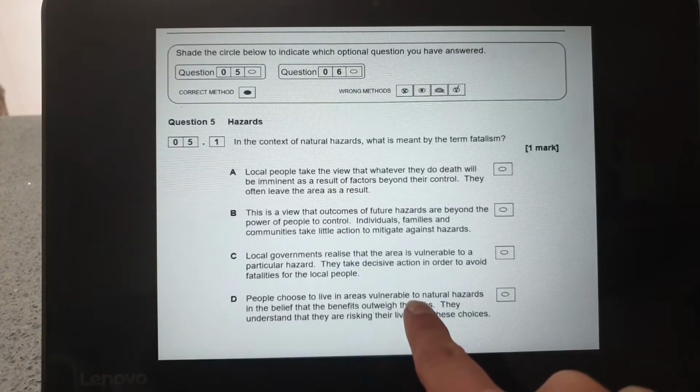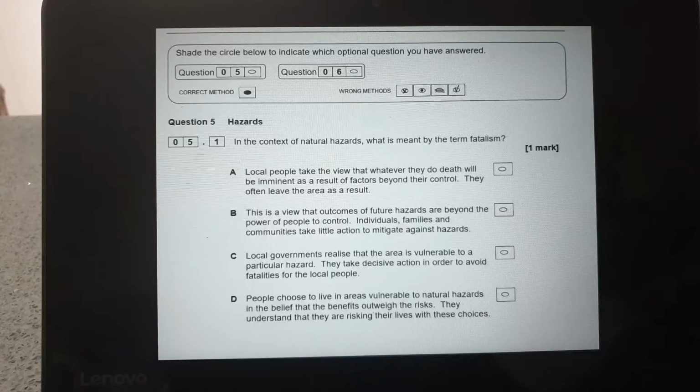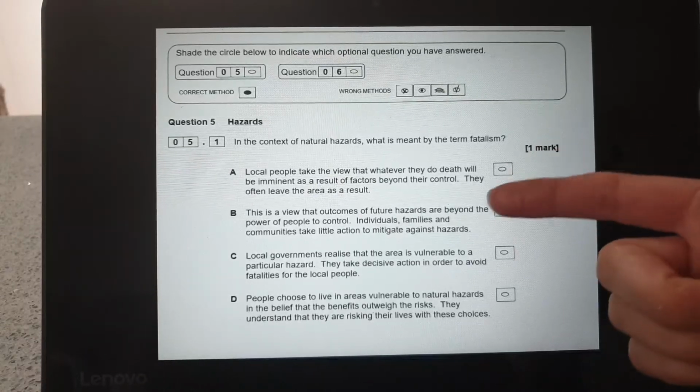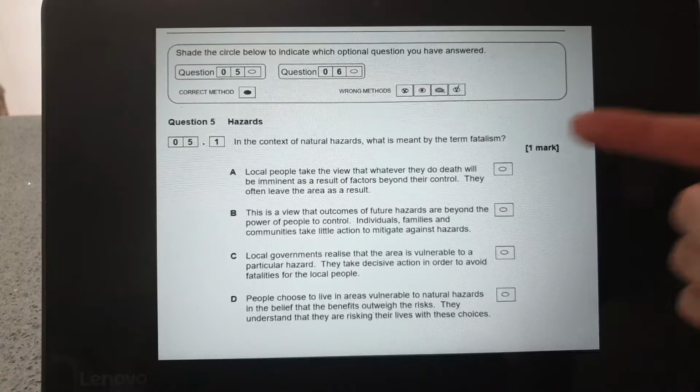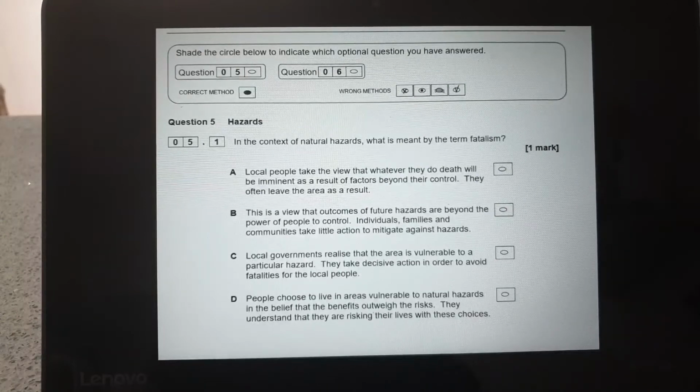Fatalist approach is very much poor communities who go, nothing I can do about it, I'm just going to live here, and whatever happens, happens. It's up to God whether I live or not. So then I would be going, B is my correct answer, and that is your correct answer.